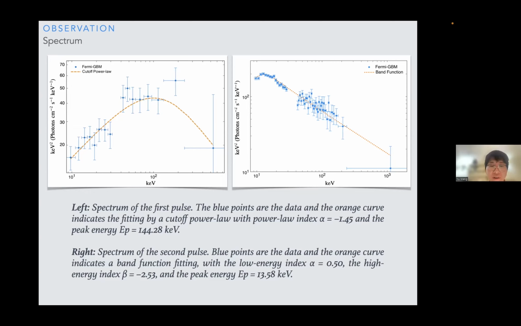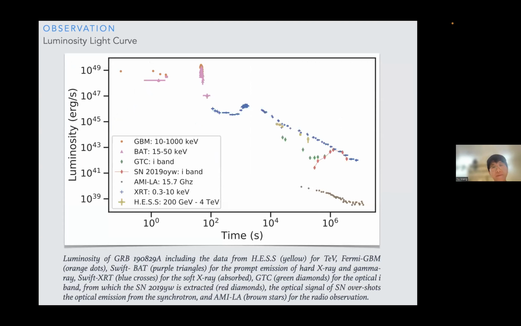So the second pulse contains more photons and is more energetic, but the average photon energy in the second pulse is lower than the first one, because the first one has a peak energy of 144 and the second one is only 14. So let's go to the next one.